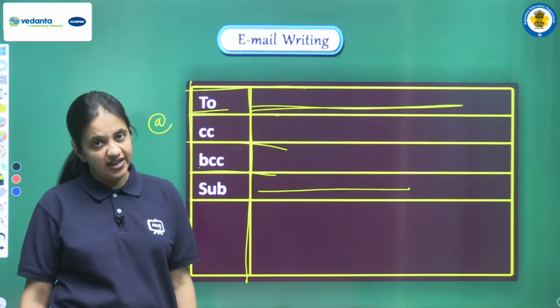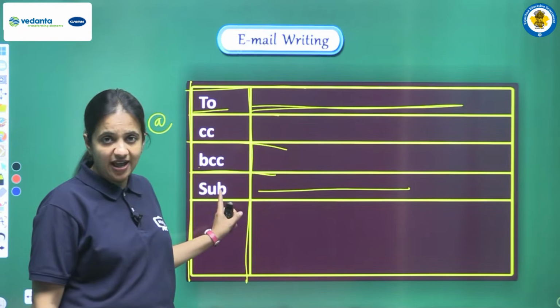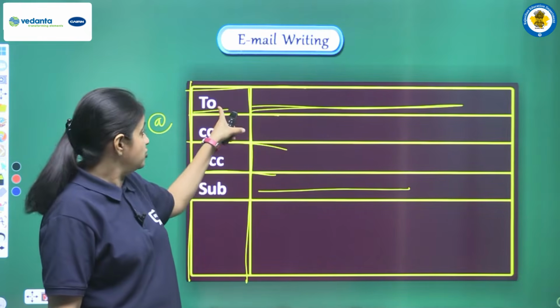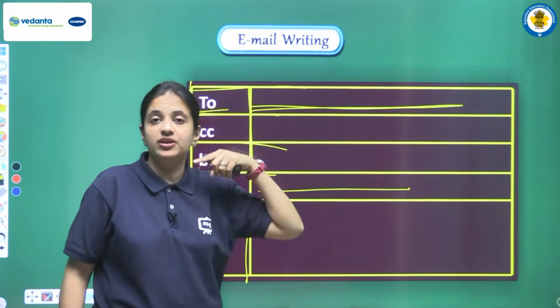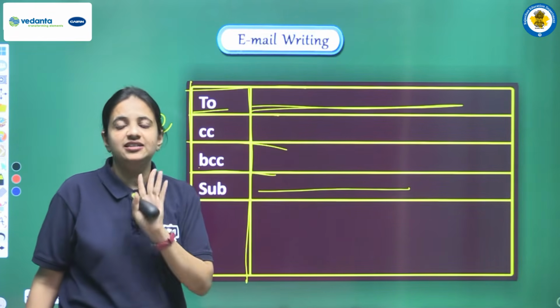All right, so these are the four columns that we have here. One more time I am repeating. First of all we have to write To, and here you have to write the email address of the person to whom you are writing this email.